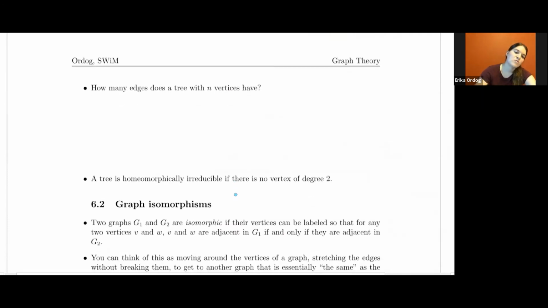So thinking about rooted trees, we can answer this question. How many edges does a tree with n vertices have? So maybe pause the video and think about that for a minute. Think about what rooted trees look like and how you can think of the edges in an organized way there. Okay, so how many edges does a tree with n vertices have?